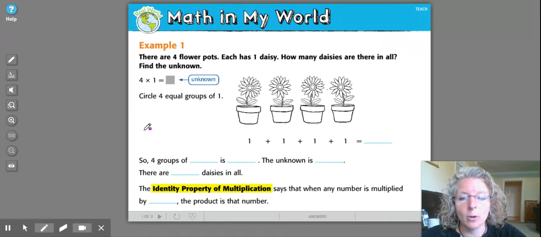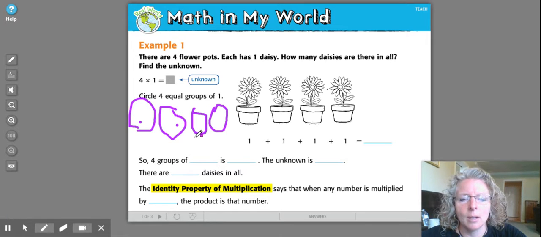They gave us 4 flower pots. I would have not made them so fancy. I would have made them looking like this. Here are my 4 super pretty flower pots. Each has 1 daisy. I put 1 in each. How many daisies are there in all?